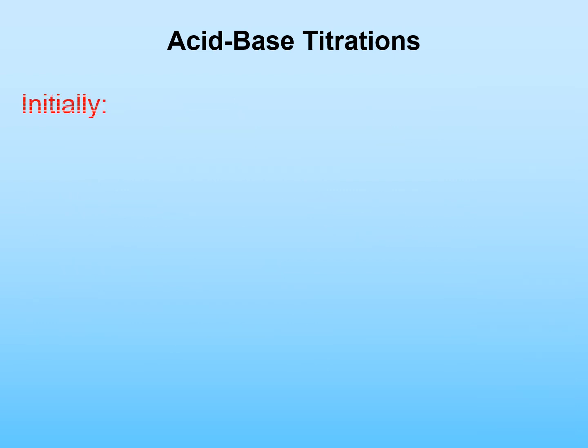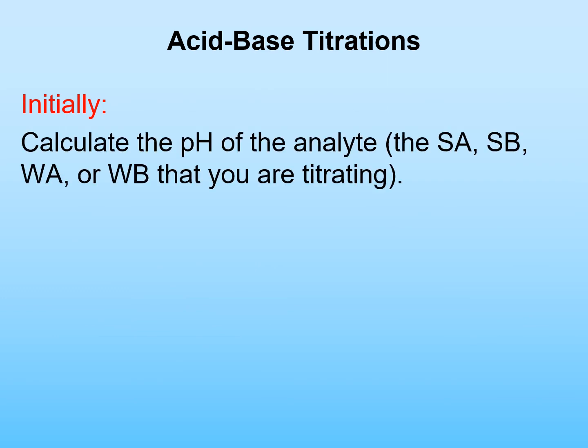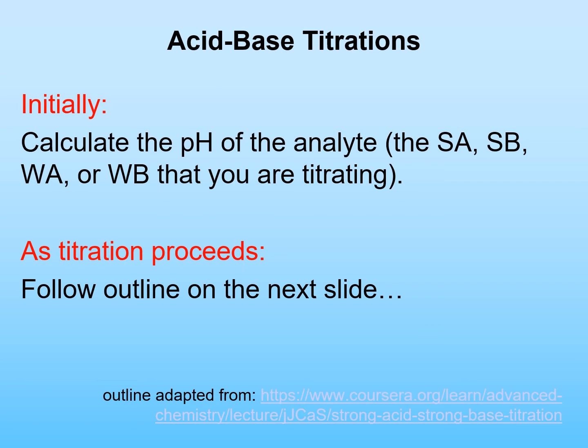So initially, you can calculate the pH of the analyte, so the strong acid, strong base, weak acid, or weak base that you're titrating. So remember, if it's a strong acid or strong base, the concentration of the hydrogen or hydroxide is related to the concentration of the acid or base. If it's a weak acid or weak base, remember you're going to have to do an ice table to figure out those concentrations using the Ka or Kb values. And as the titration proceeds, we're going to look on to the next slide to go through what things we're going to be looking at.